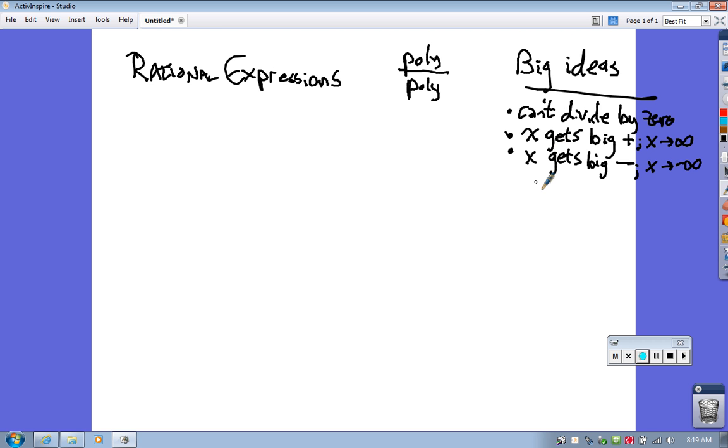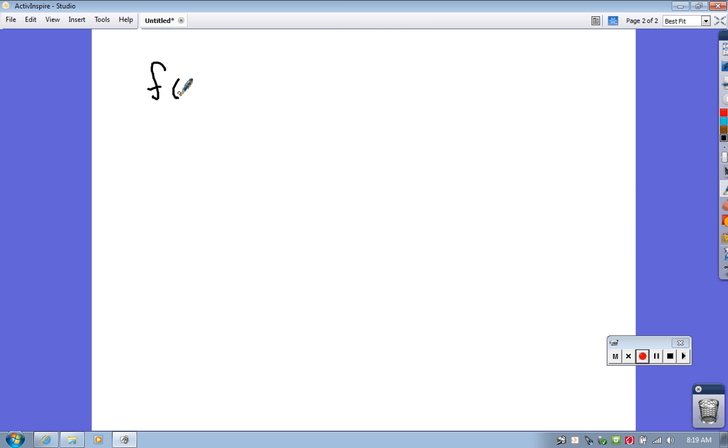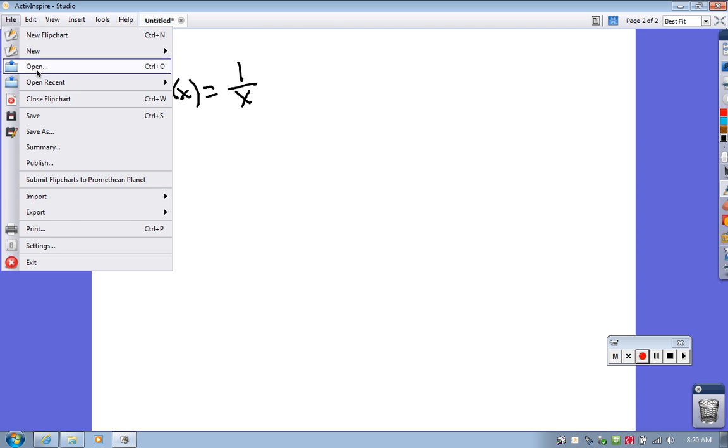We're going to use them in order to sketch a graph of some rational expressions. We just run it through these ideas, and then we get a frame for it. We use a graphing calculator as well. So let's consider the function f of x is 1 over x. Now that's a rational function. It's a polynomial over a polynomial. And I'm going to graph it.